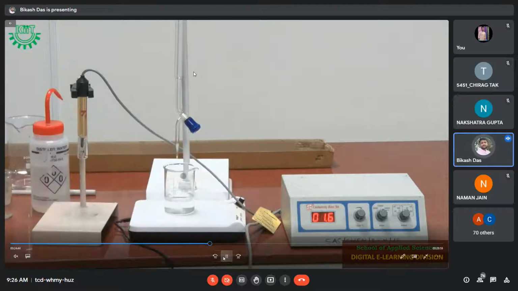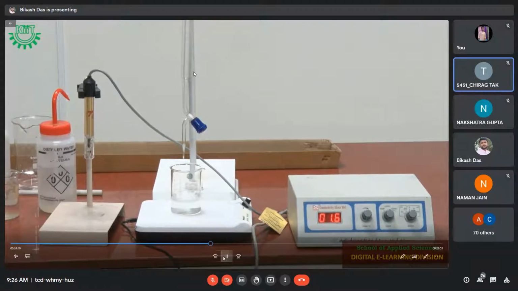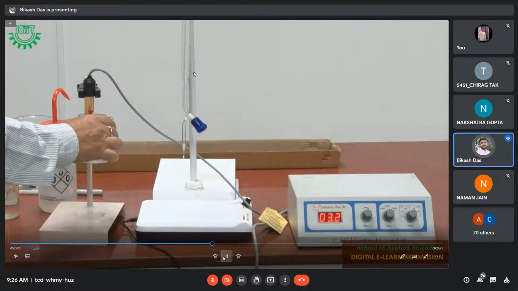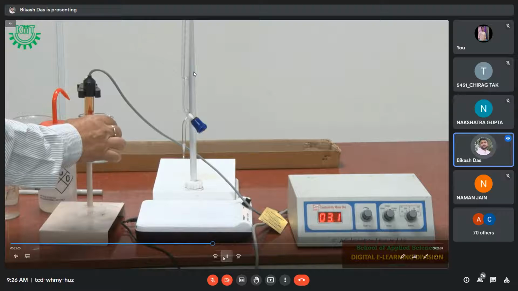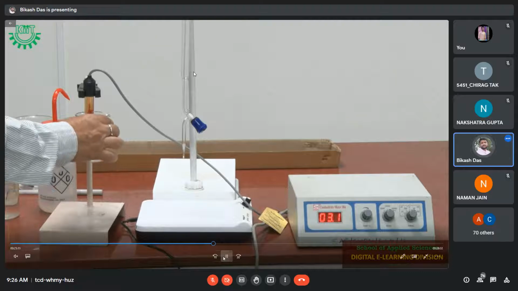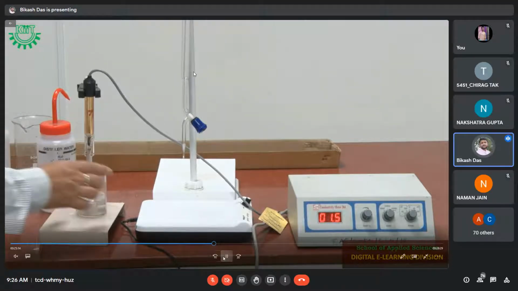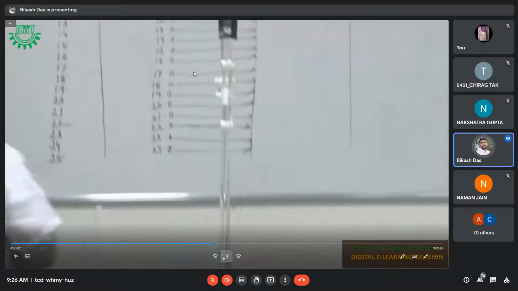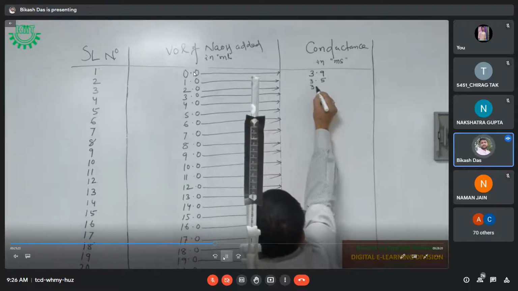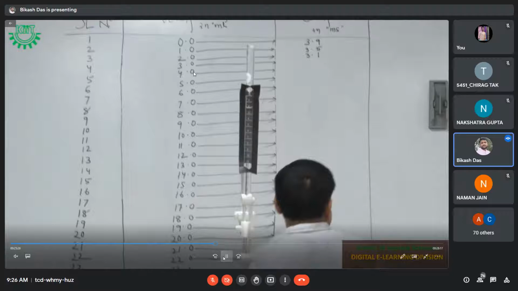Class, are you getting what I am explaining here? Yes sir. After mixing for 5 to 10 seconds, directly dip the electrode. Here also you wait for 10 to 15 seconds to stabilize the readings. So the past was 3.9, then 3.5, now see 3.1. So the reaction is going on and the conductance is going to decrease. Again you got 3.1, but the solution is still in acidic medium because it is still decreasing.